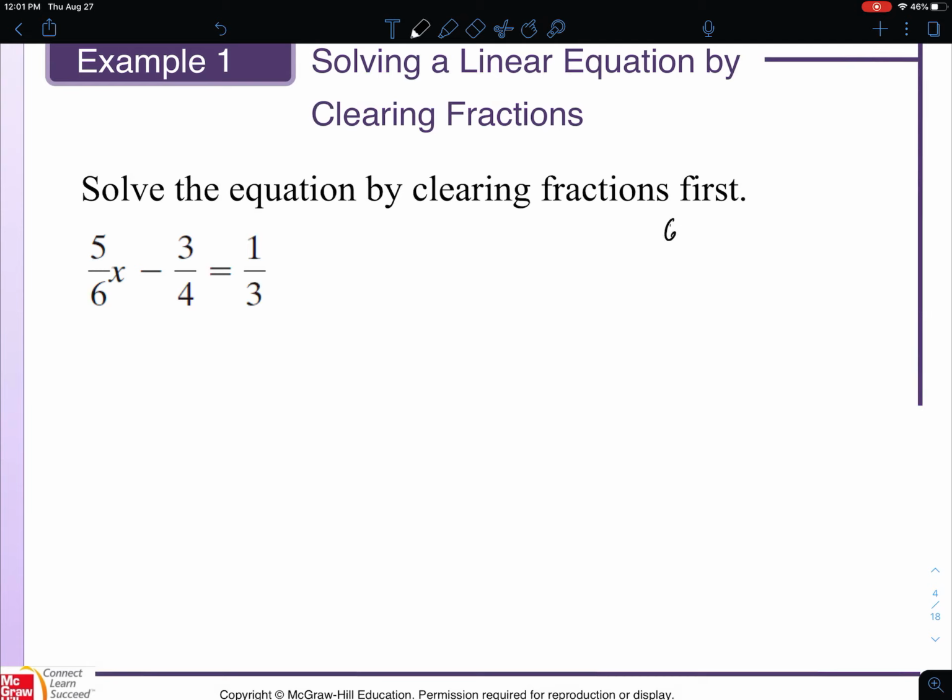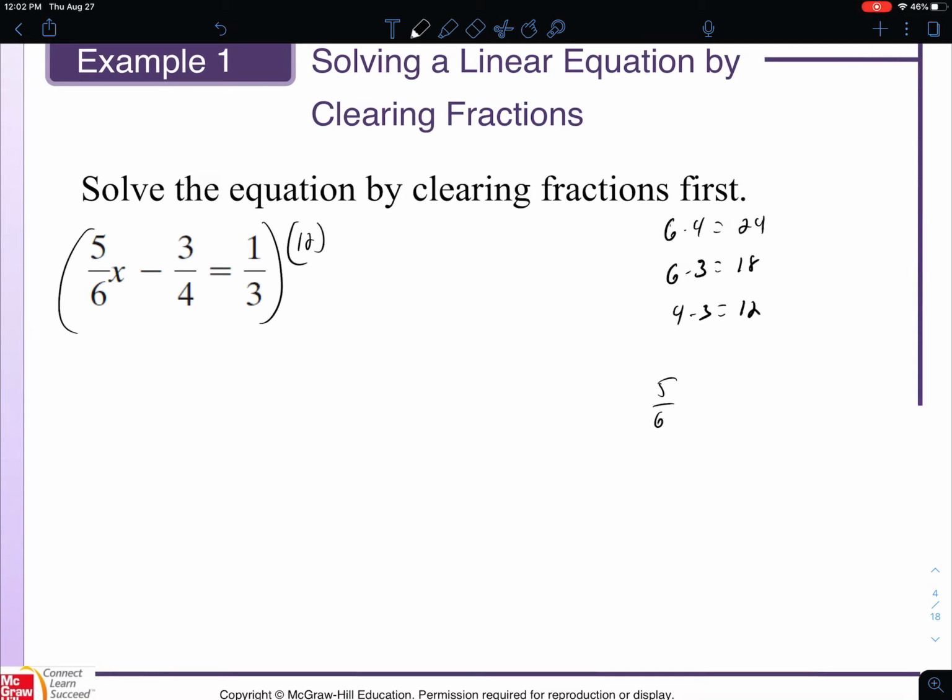So one of the ways that you can do it is 6 times 4, which gives you 24. 6 times 3 gives you 18. 4 times 3 gives you 12. And so we know that 12 is a multiple of 6. So therefore, if I multiply everything by 12, I'm going to be able to clear the fractions.